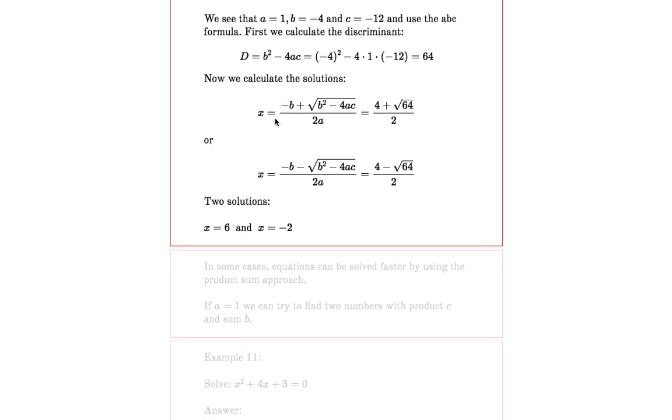So if we calculate the first solution, we get minus minus 4, so it's just 4, plus this square root of 64, which is 8, plus 4 is 12, divided by 2 is 6. And the second solution is 4 minus 8 is minus 4 divided by 2 is minus 2.